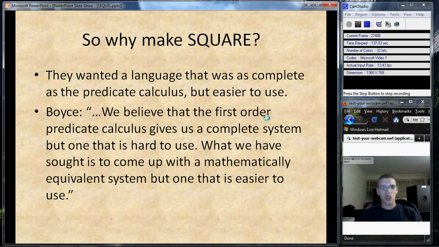So why make Square? Why try to make something when predicate calculus worked already? Boyce said they wanted a language that was as complete as the predicate calculus, but easier to use by people who didn't have a PhD in math. He's quoted at the conference where he presented the Square paper saying, "We believe that the first order predicate calculus gives us a complete system, but one that is hard to use. What we have sought is to come up with a mathematically equivalent system, but one that's easier to use."